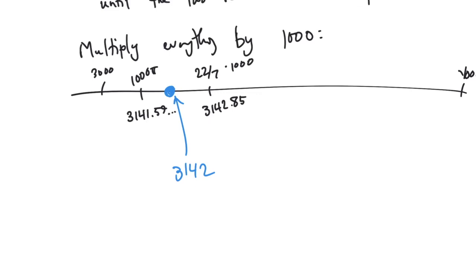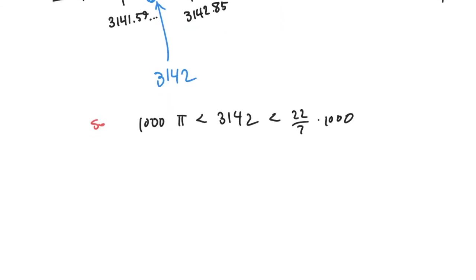Anyway, now 3,142 is between those two numbers. So I can say, 1,000 pi is less than 3142 is less than 22 over 7 times 1,000. And then what's the rational that's between actually pi and 22 over 7? We can divide through the whole inequality by 1,000. I don't mind doing that. Pi is less than 3142 over 1,000 is less than 22 over 7. And this is what we've been looking for all along, right? A rational number which is in between those two numbers.